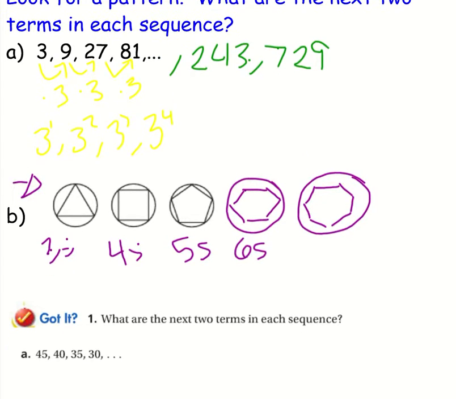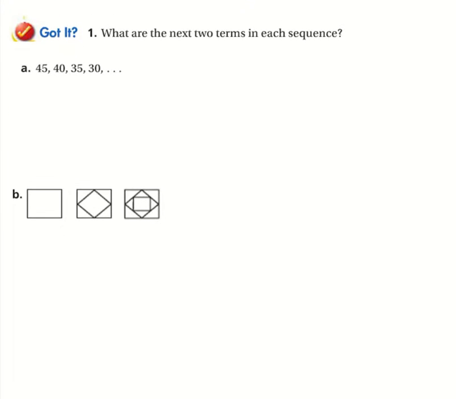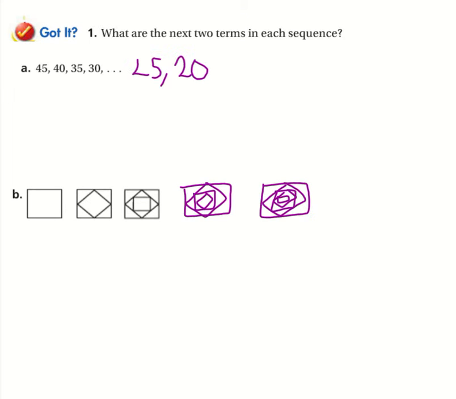Alright, so then you start to see those patterns. So what I'm going to have you do now is pause the video here and see if you can find the next 2 terms in these sequences. And now you can kind of see my patterns. I notice the first one's going down by 5 each time, so my next 2 terms are going to be 25 and 20. And then I notice in the one below, each time they're inscribing another rectangle, and so we get this little extra one in the middle there, and then we get another extra one in the middle there.